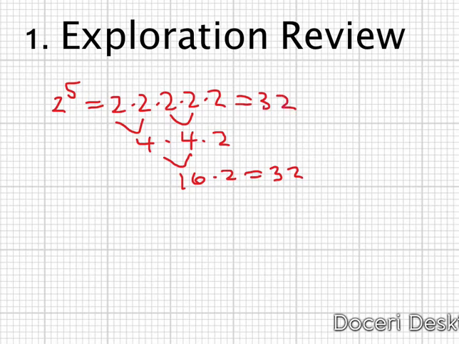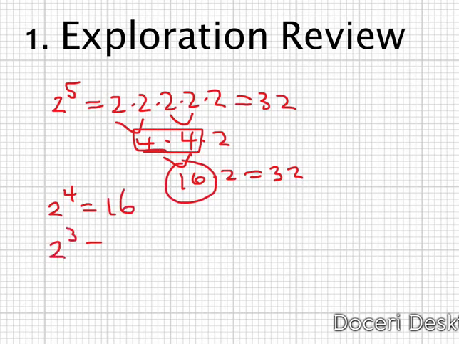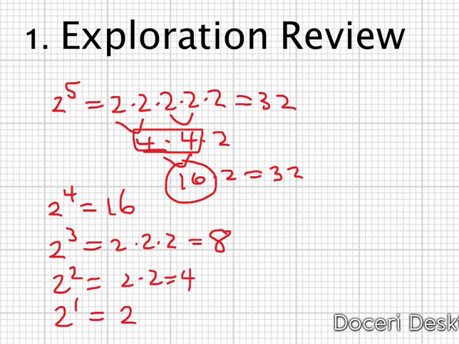Then the next part in the table was 2 to the 4th, which is just going to be 1 less 2. So I just look at the 4 times 4, which is 16. 2 to the 3rd is just 2 times 2 times 2, which is 8. 2 squared is 2 times 2, which is 4. And 2 to the 1st is 2. So you were supposed to write a conjecture based off the data that you got from the table.